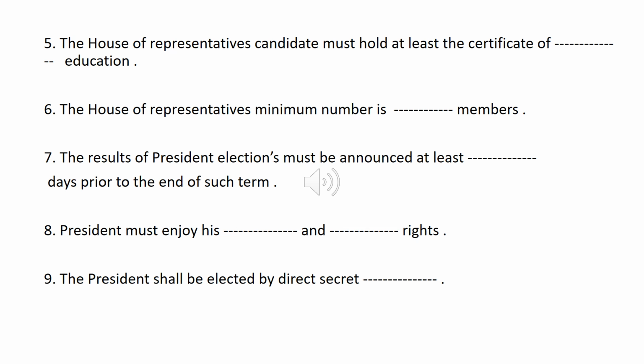Question number 6. The House of Representatives minimum number is 450 members according to the Constitution.